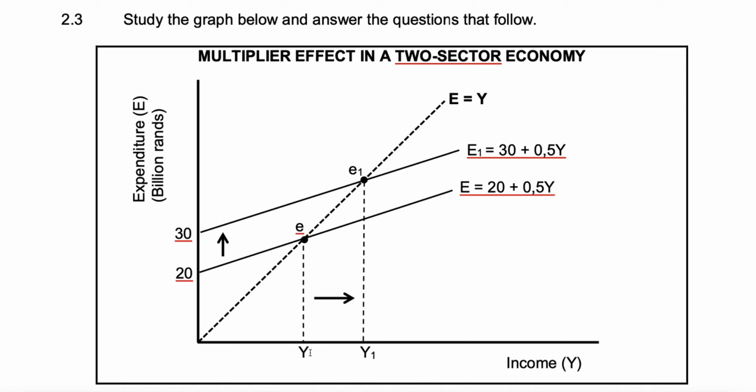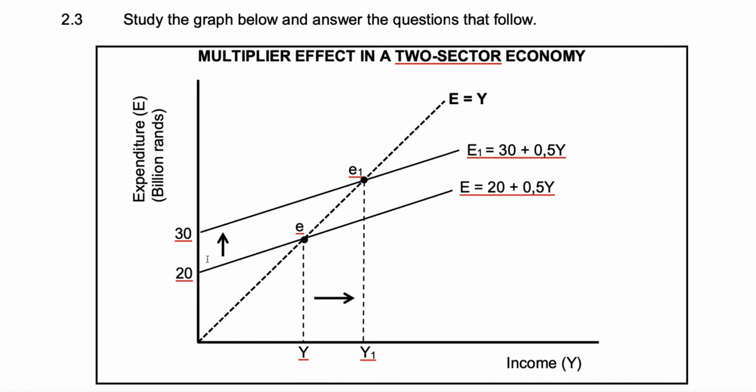So initially we had this E, which corresponds with our aggregate income of Y, and then when this injection happens, we have this upward shift, and then we have E1, which corresponds with our disproportionate change in aggregate income. If you look at this change, it's not the same as this change. So we say there's a disproportionate change in aggregate income.